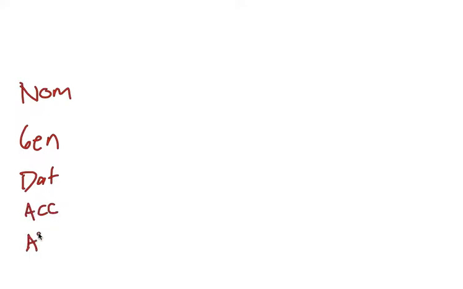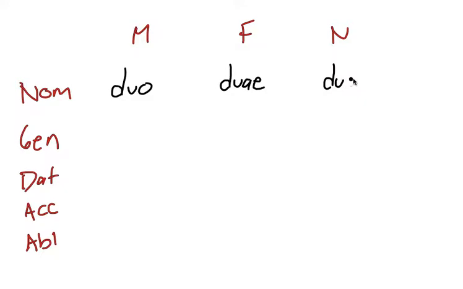Okay, now let's look at duo. I'm going to set up the cases again. I'm going to have masculine, feminine, and neuter forms. Remember that these forms are plural only, because obviously 2 is a plural word. Okay, so duo, duae, duo, and the genitive duorum, duarum, duorum.